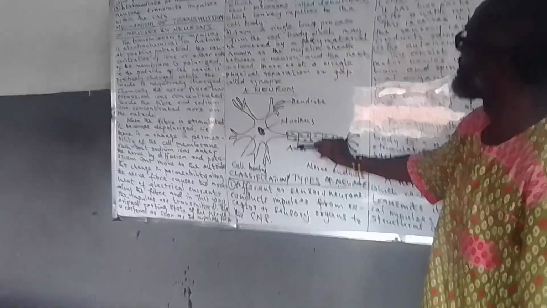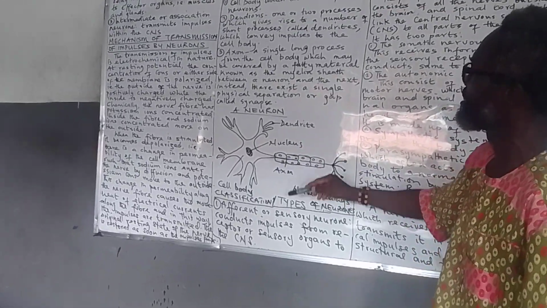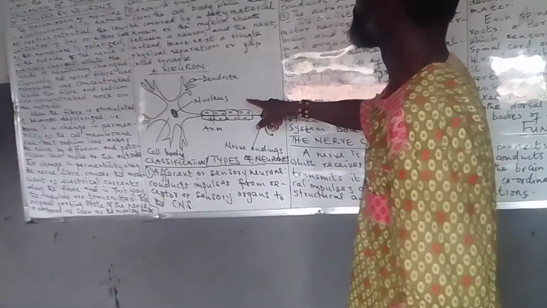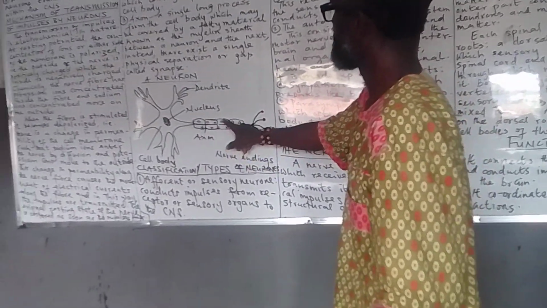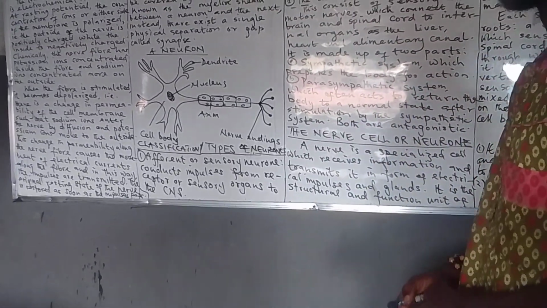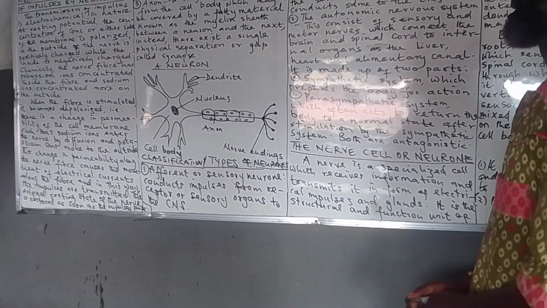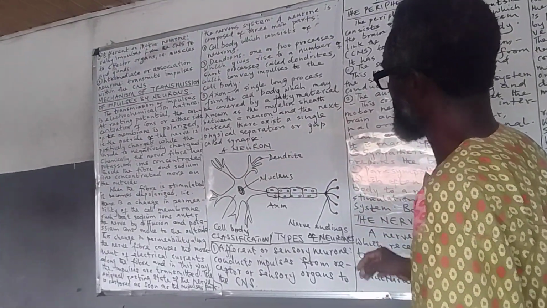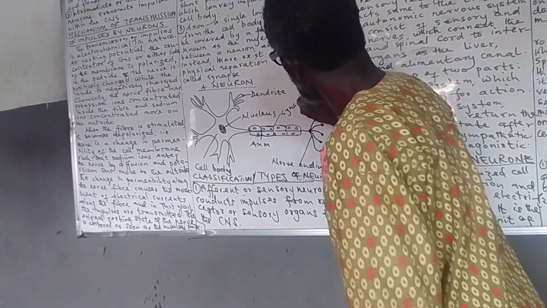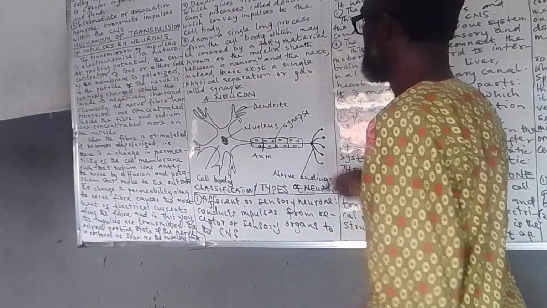And you have the axon. This is the axon, a single long process from the cell body which may be covered by fatty material. These are the fatty materials known as the myelin sheath. This is the myelin sheath. As you can see there, between one neuron and the next, there exists a physical separation called the synapse. This is called the synapse.